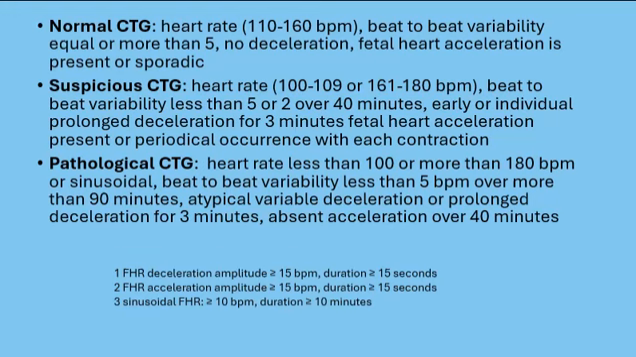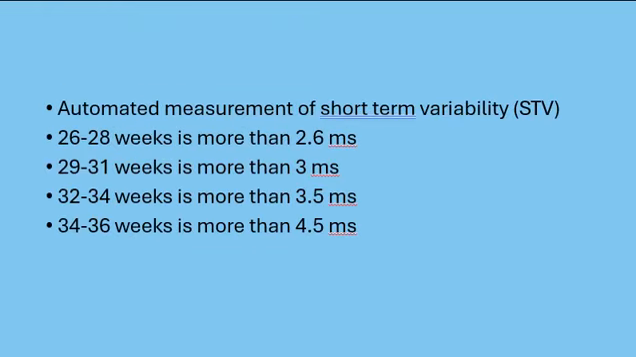Automated measurement of short-term variability, STV. 26 to 28 weeks is more than 2.6 milliseconds. 29 to 31 weeks is more than 3 milliseconds. 32 to 34 weeks is more than 3.5 milliseconds. 34 to 36 weeks is more than 4.5 milliseconds.